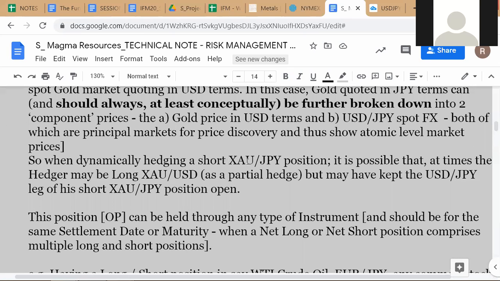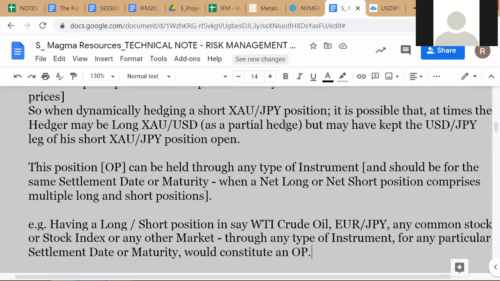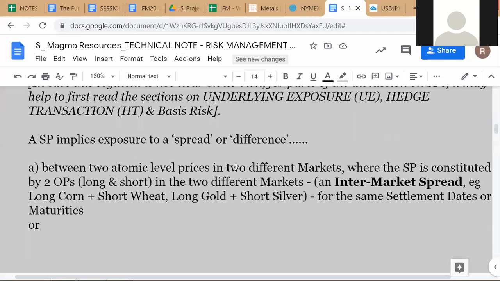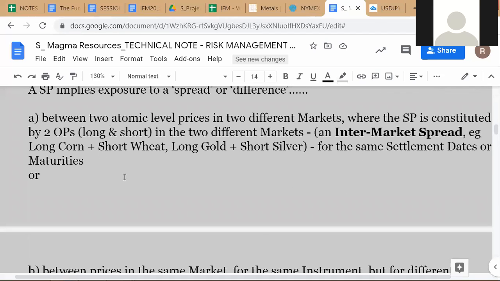So a short XAU JPY underlying position for the Japanese jeweler should be broken up into a short XAU USD position, short XAU and long USD, and a short USD and long Japanese yen position. These are two separate positions in two separate markets, between which you have a spread. So the spread is considered opposite positions.